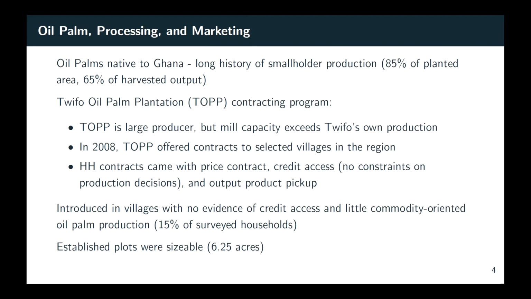And then, as I mentioned, output is picked up at the village. So the participating households no longer have to try and market their output along poor infrastructure, et cetera. And so we have some survey data in the region, and we find that the treated villages have really no evidence of credit access prior to the program, and very little participation in cash commodity production of oil palm before the program was rolled out. And these plots are actually relatively large, on average about 6¼ acres.